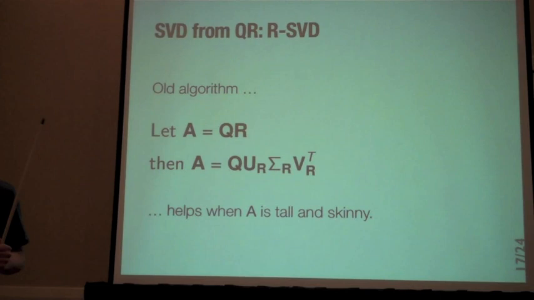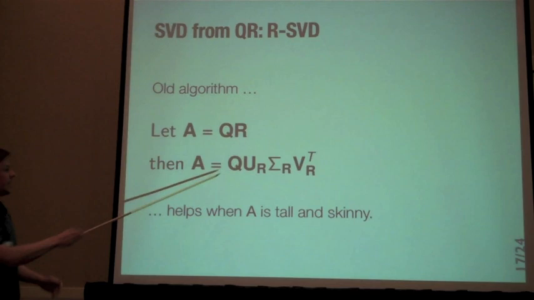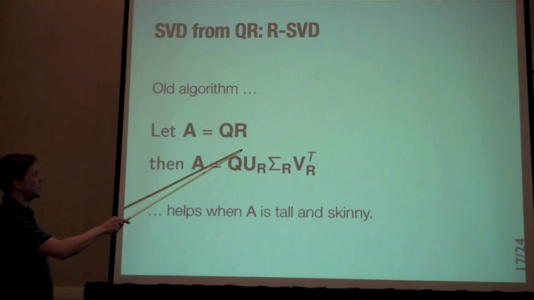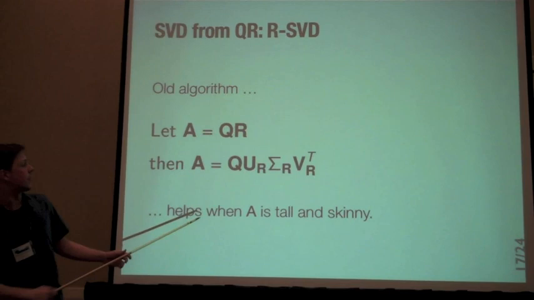How do you go from QR to the SVD? Well, here we're just using what's known as the R-SVD algorithm, where you compute QR. R is now a 1,000 by 1,000 matrix. You put that on one processor and just do an SVD of that single matrix, and then you can get your Q factor. So your Q of the SVD is just the product of those two.